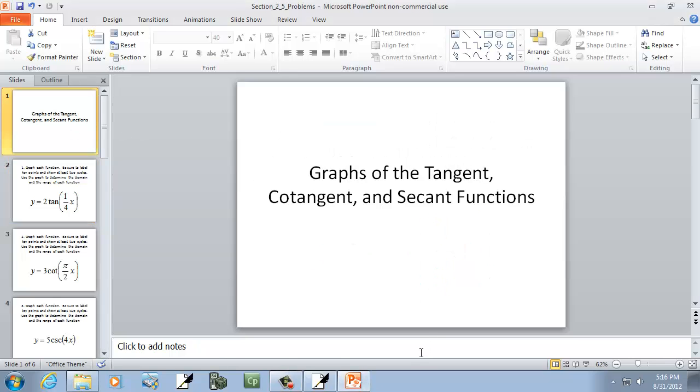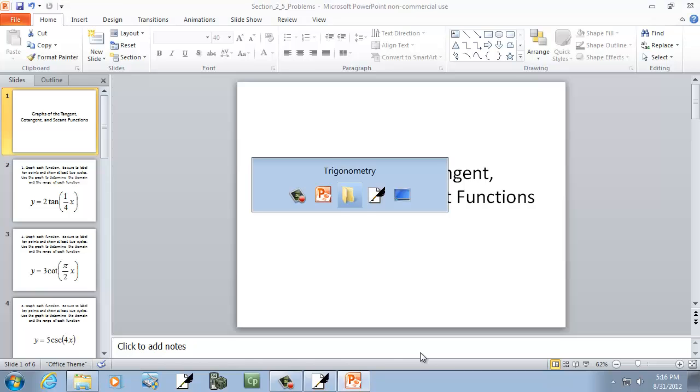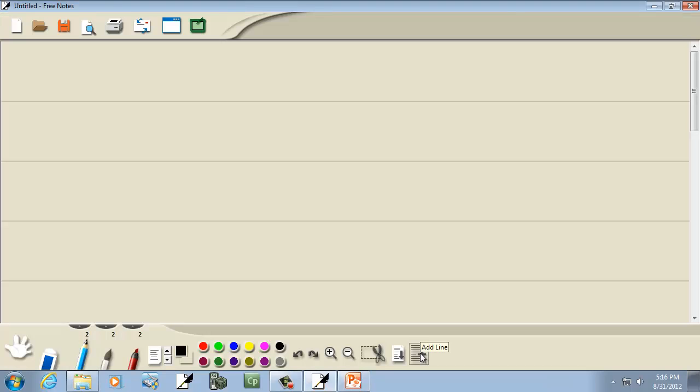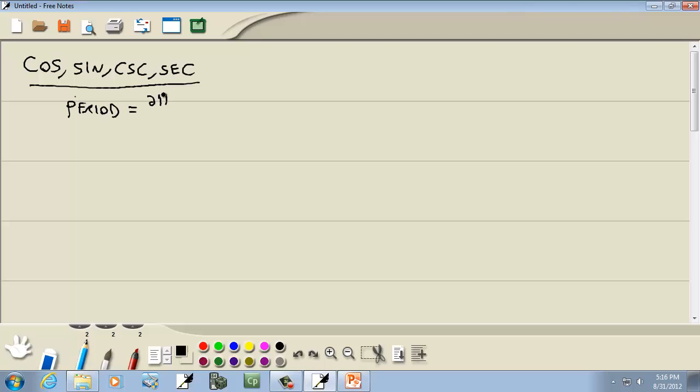Let's take a look at graphs of the tangent, cotangent, and secant functions. Now, if we're talking about cosine, sine, cosecant, and secant, our period is going to be 2 pi over b. And if we're talking about tangent and cotangent, our period is going to be pi over b.